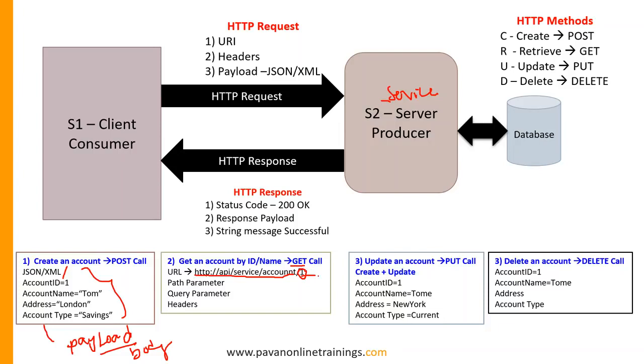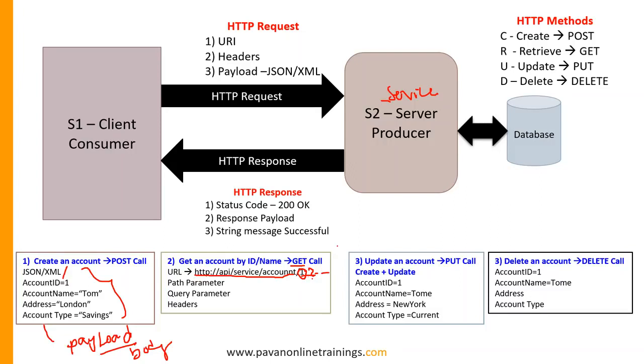And sometimes we will filter the data. Suppose 10 records are there and I want to retrieve only 5 records. Whenever the URL has a question mark, the rest of the part from there is the filtering options. That is called a query parameter. So the URL always contains a few things: one is the domain, the path parameter and the query parameter. Path parameter, for example, is account/1. This is called a path parameter.